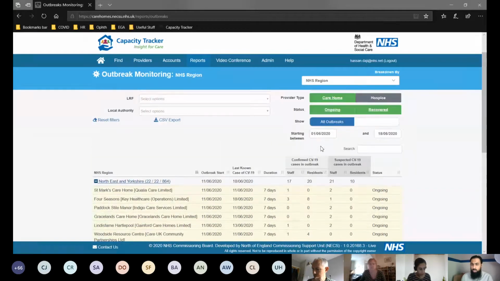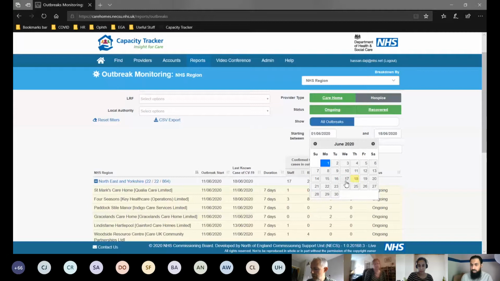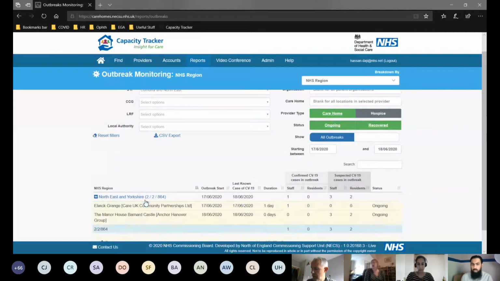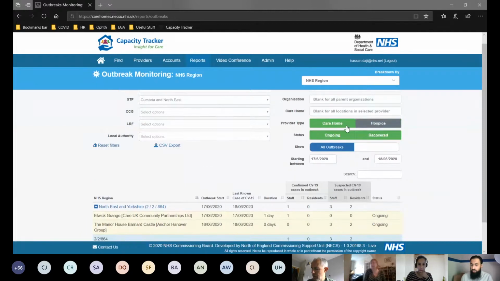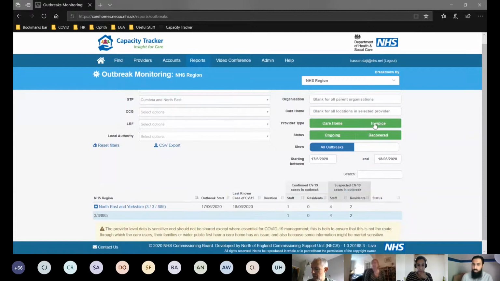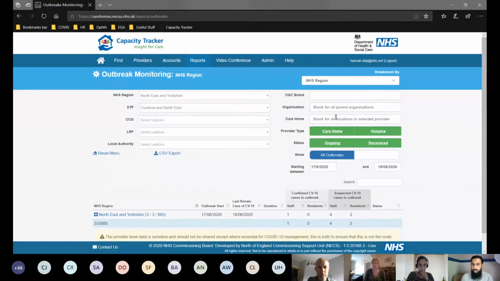It's quite self-explanatory. What you can do, even though obviously the COVID-19 reporting started recently, you can pick a specific date range. So if you wanted to do yesterday and today, these are the homes that have reported that they've got an outbreak. It is defaulted to care homes, so if you do want to look at information for a hospice, you do have to click on that separately, and as we go forward and we have more data, you can look at ongoing and recovered as well. And you can look for specific care homes in this outbreak monitoring report as well. So that's the outbreak monitoring report.